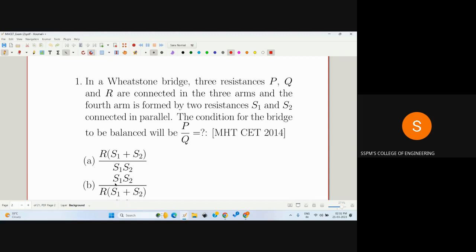The example is given: in a Wheatstone bridge, three resistances P, Q, and R are connected in three arms, and the fourth arm is formed by two resistances S1 and S2 connected in parallel. The bridge is balanced, and the question is, what is the ratio of P to Q? This example is very easy, so let me solve it.